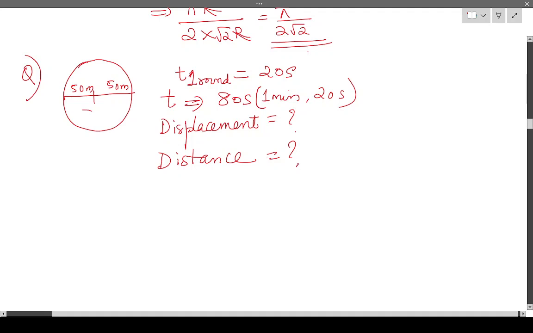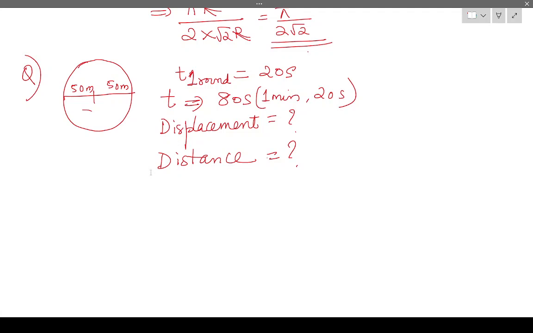Now, the time taken to complete one round is 20 seconds, and by the end of 1 minute, 20 seconds, what is the displacement and what is the distance? You are starting from point A, and this is B and all. To complete one round, it will take 20 seconds. So what is the time taken to go from A to C via D? It will take 10 seconds.